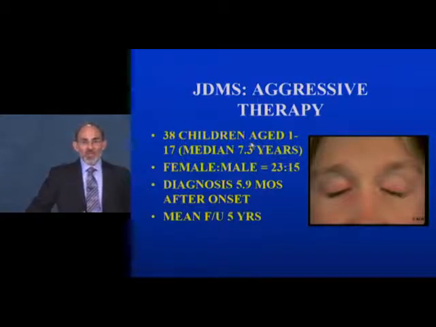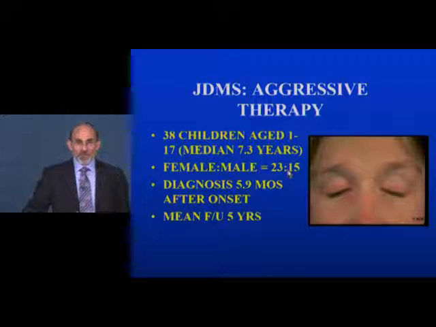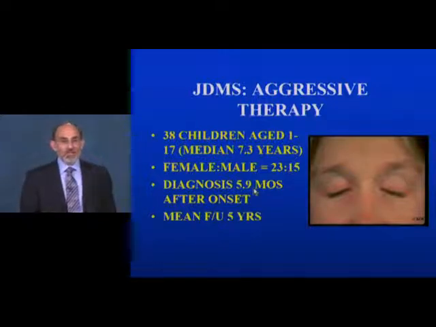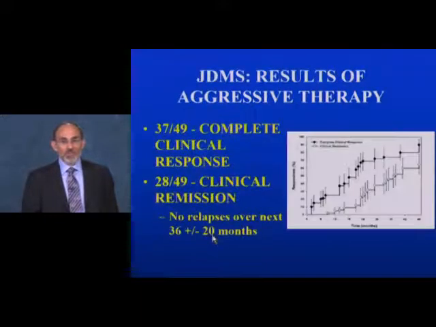So we looked at 38 children with a mean age of 7.3 years and slightly increased percentage of females, but overall it's closer to 50-50. Diagnosis was typical of rheumatologic diseases. It took a long time to come to attention and diagnosis, about 6 months in this case. And mean follow-up of these patients was 5 years. And what you see here is that about 80% had a complete clinical response, and about 65% had a clinical remission. But it ceased to be a clinical remission because they were tapered off their medications, and these people did not relapse over the next 3 years.